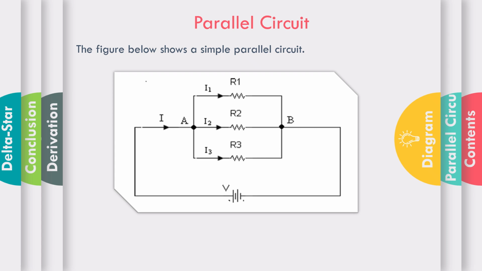When voltage V is applied to the circuit, at that time current I is flowing through the circuit. Here I1 is the current flowing through the resistance R1, I2 is the current flowing through the resistance R2, and I3 is the current flowing through the resistance R3. At point B, again the current I flows in the circuit, and V is the voltage applied to the circuit.